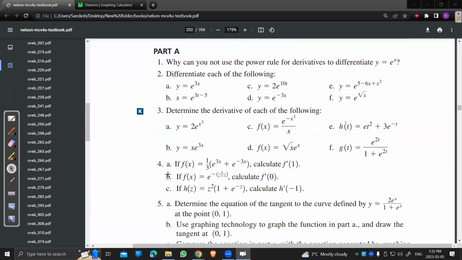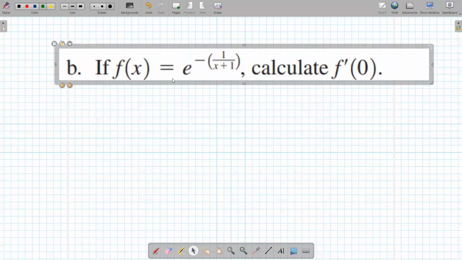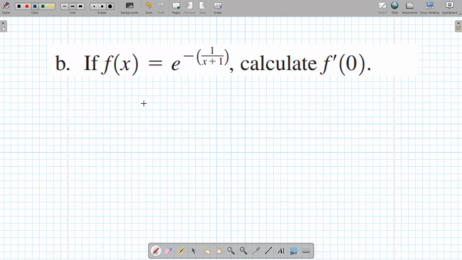Alrighty, this one is not going to be very fun. This is where algebra comes into play. If f of x is that, what's f prime of x?